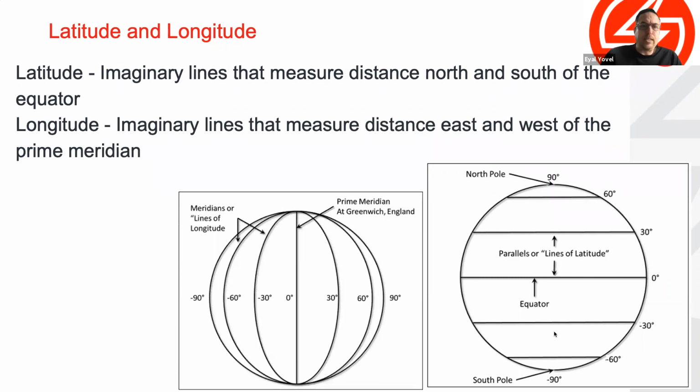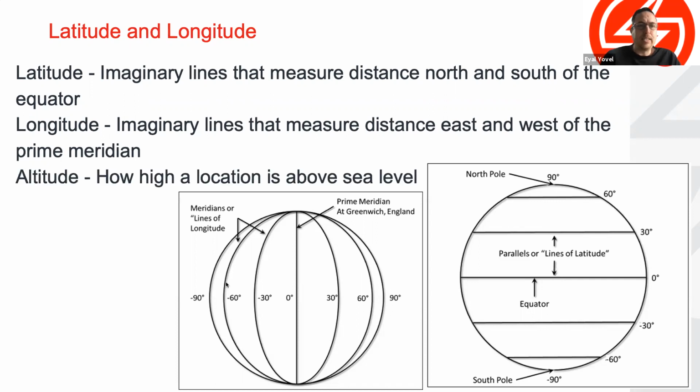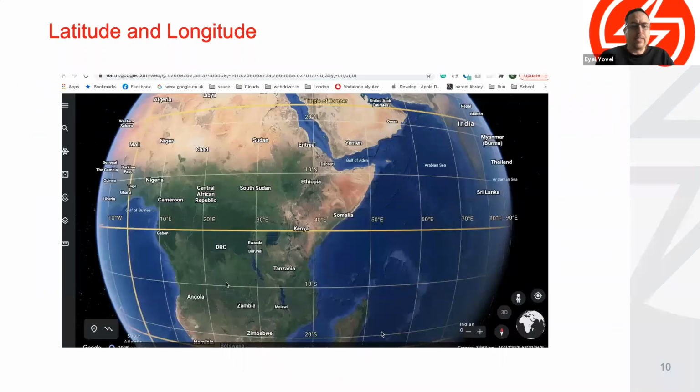Longitudes are imaginary lines that measure distance east and west of the prime meridian. The east is positive and the west is negative. Altitude is how high a location is above sea level. A good example to see these lines is using Google Earth.